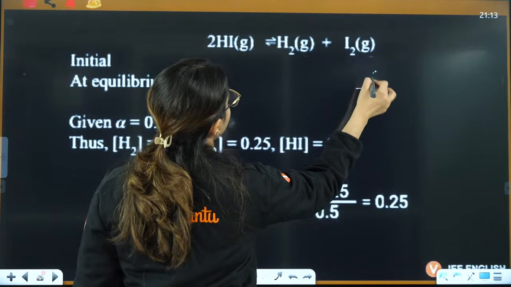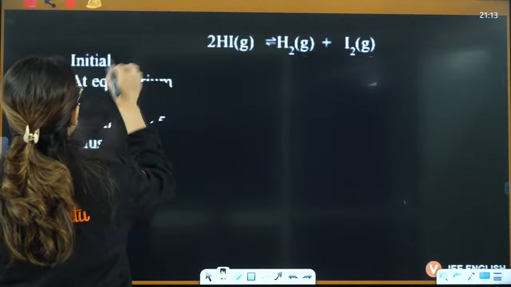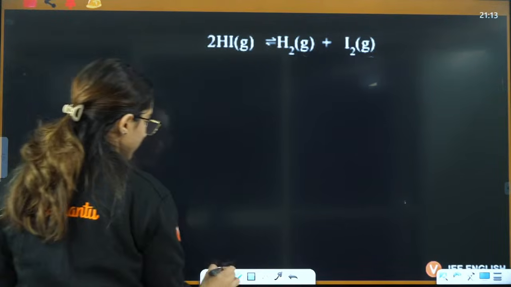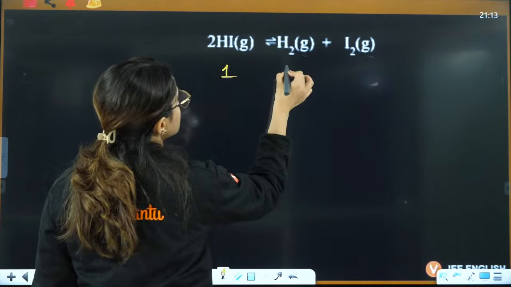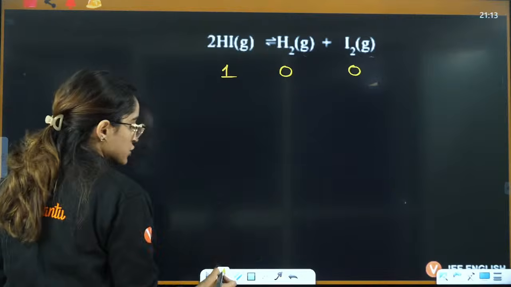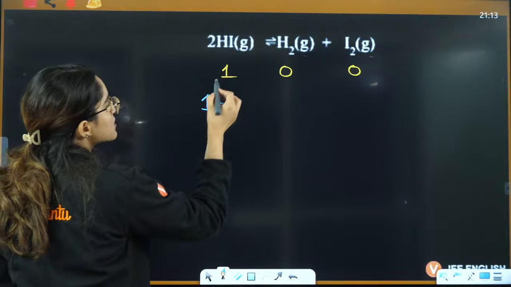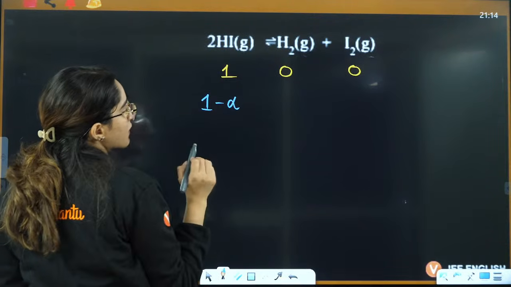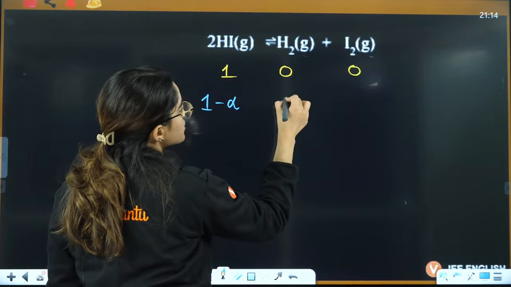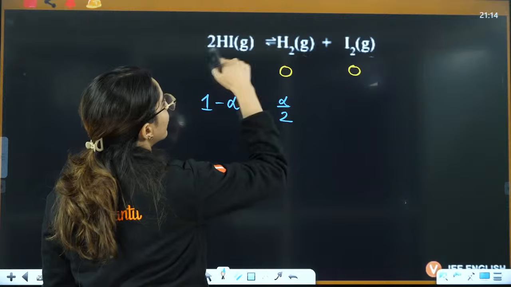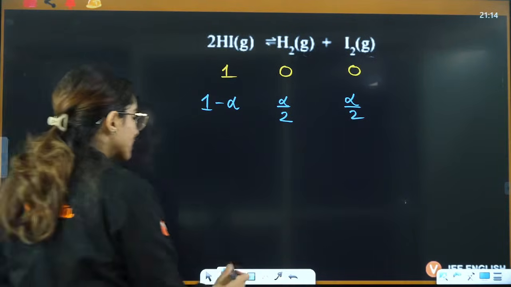Now is initial given to you? No, nothing initial is given to you in the question. So what we will do here, you will take initial as 1, this is 0, this is 0. So at equilibrium it will become 1 minus, initial is 1, so it is 1 into alpha. This will be 1 by 2 into alpha, so that is alpha by 2. 1 by 2 into alpha, that is alpha by 2. Okay? So that is your moles.